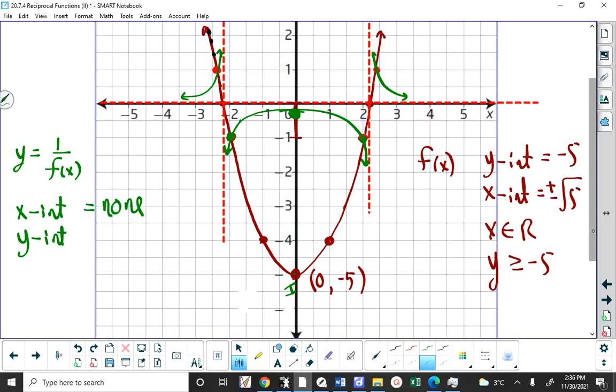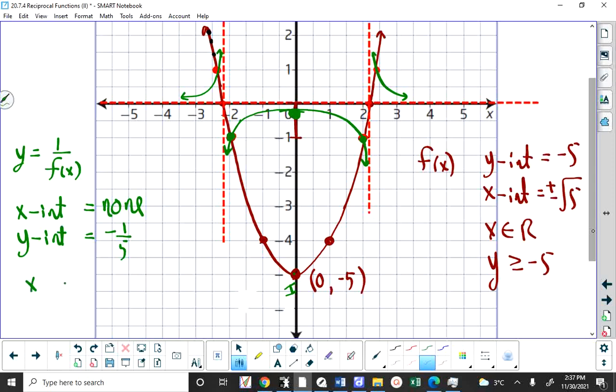Well, there aren't any x-intercepts. In fact, this is something you should have discovered in yesterday's practice stuff, is that reciprocal functions don't have any x-intercepts. Not in this course. The y-intercept would be -1 over 5.